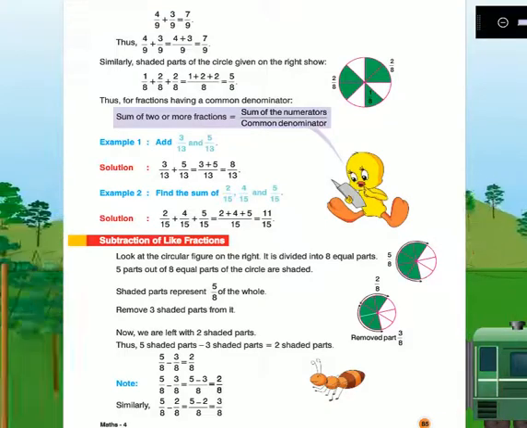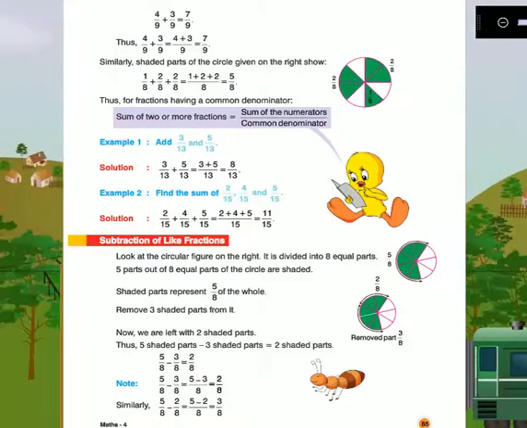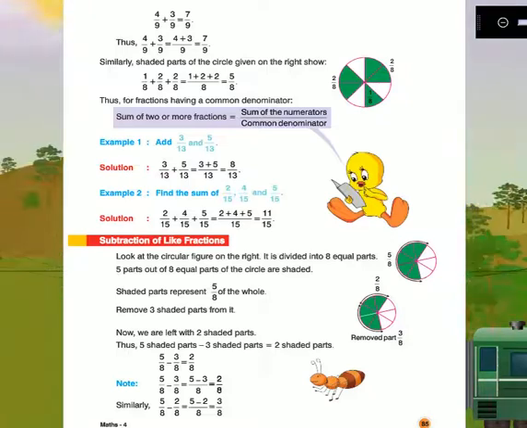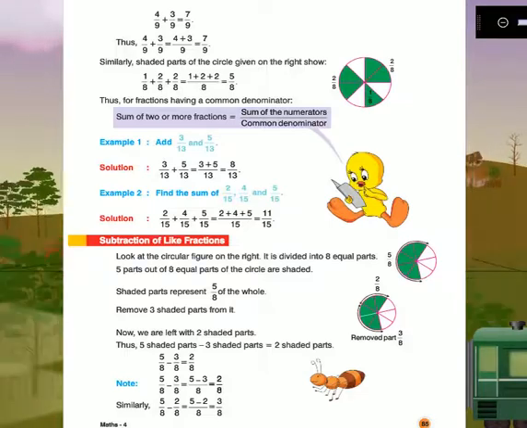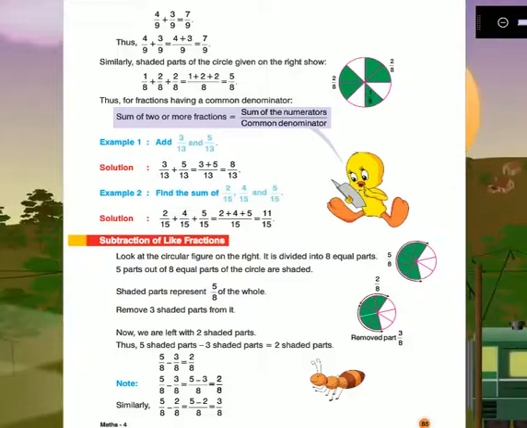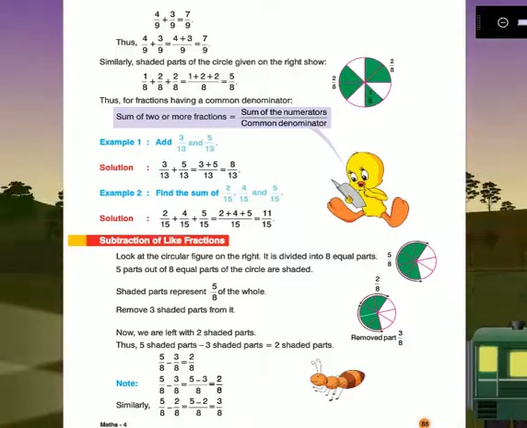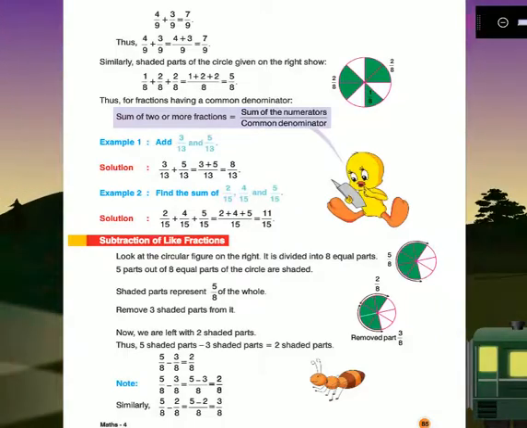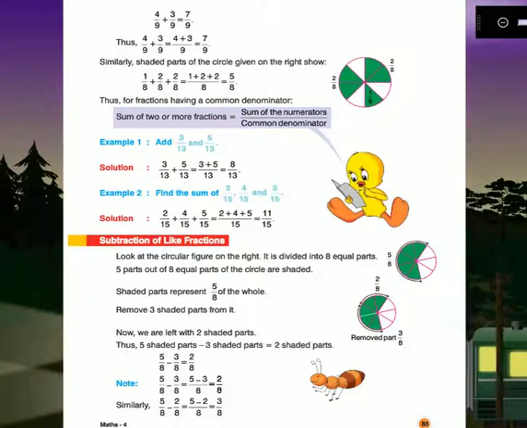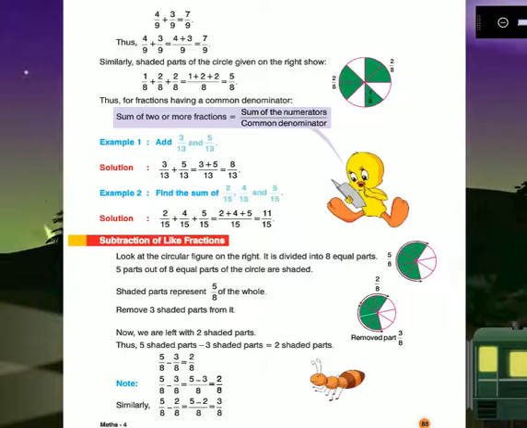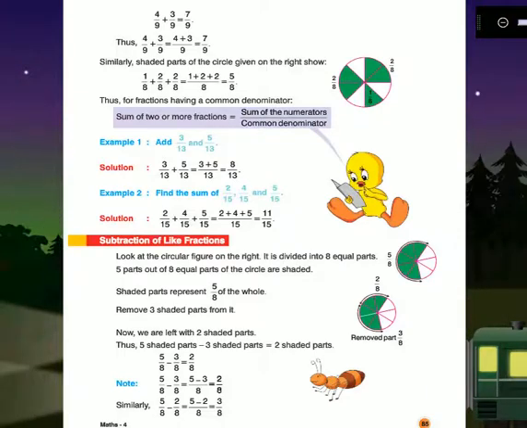Look at the circular figure on the right. It is divided into 8 equal parts. 5 parts out of 8 equal parts of the circle are shaded. Shaded parts represent 5 by 8 of the whole. Remove 3 shaded parts from it. Now we are left with 2 shaded parts. Thus, 5 shaded parts minus 3 shaded parts is equal to 2 shaded parts. Note, 5 by 8 minus 3 by 8 is equal to 2 by 8.